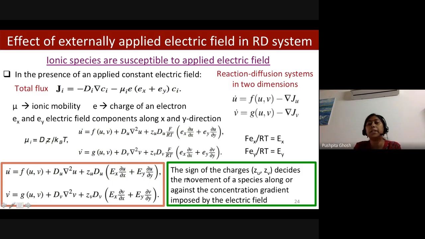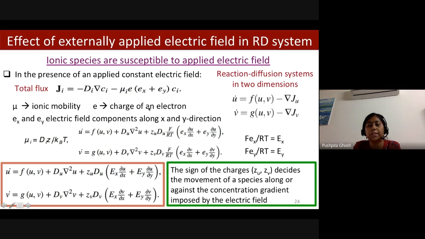So in the presence of the electric field, the flux of the species gets modulated. In addition to the normal diffusion, there is a part which also comes from the presence of an externally applied electric field across this two-dimensional setup, like the temperature gradient we just saw created. This is a form of mobile flux because of the ionic mobility, and these are the expressions.